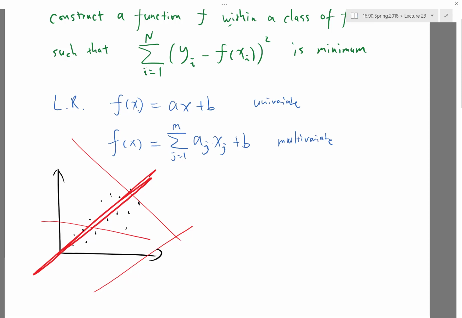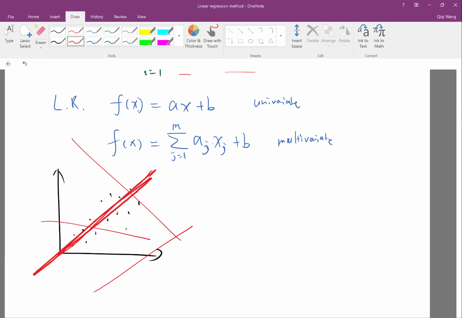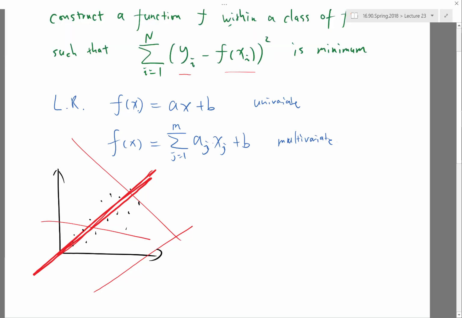Is the closeness, right? So this yi minus f of xi, this red line is f of xi, and yi is the black dots. So the difference between them are these. This is the difference, this is the difference, another difference, another difference. The difference is basically the distance from the data to the prediction generated by the red line.